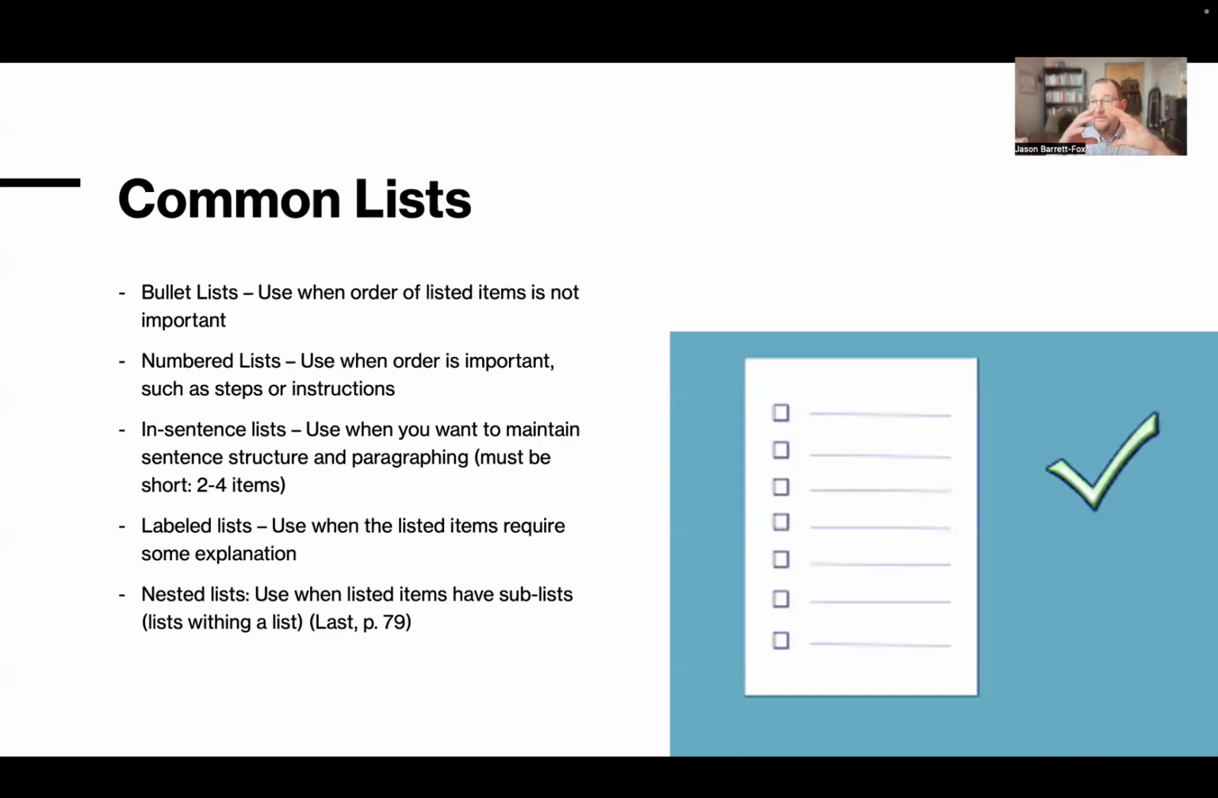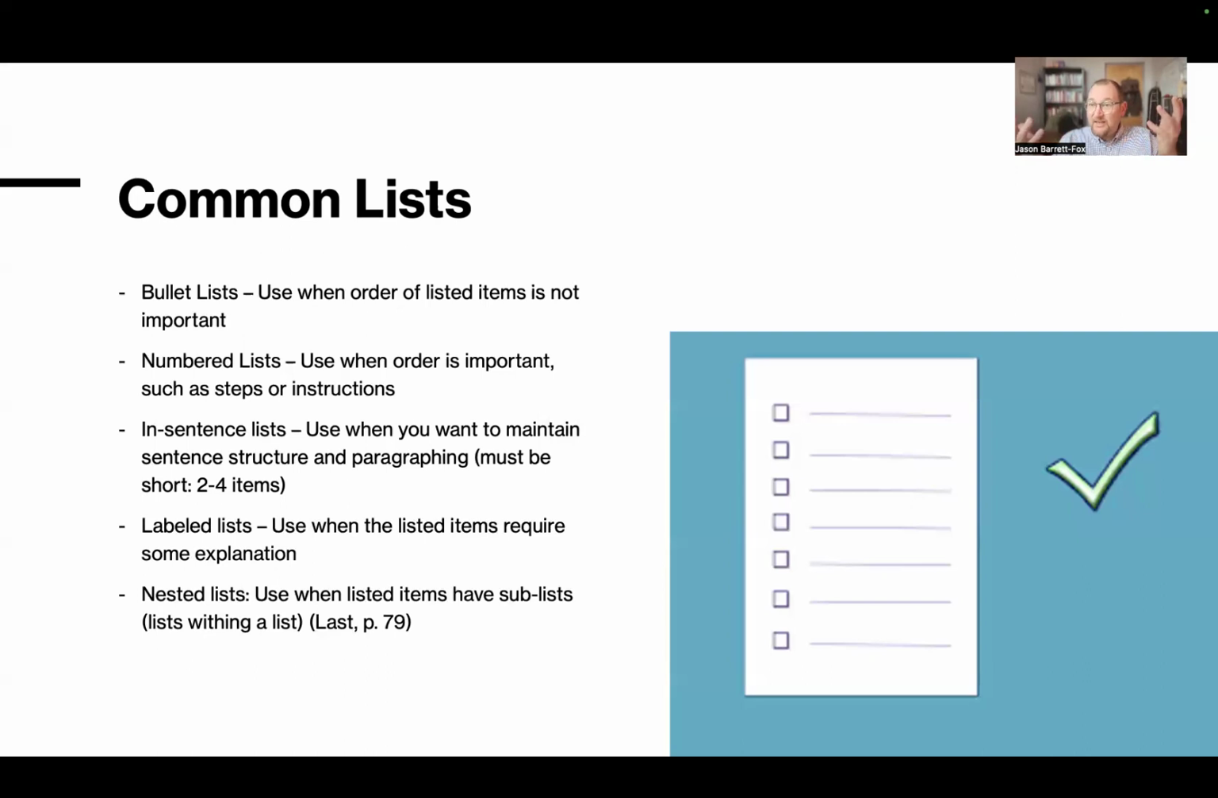There are, of course, also lists that can be generated within a sentence. We've seen that before, in a sentence like, Dr. Barrett-Fox collects musical instruments: banjos, guitars, mandolins, cellos, and the occasional flute or harmonica, whatever.